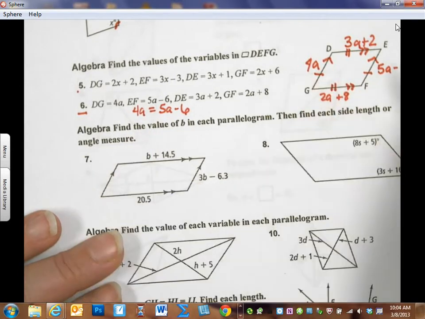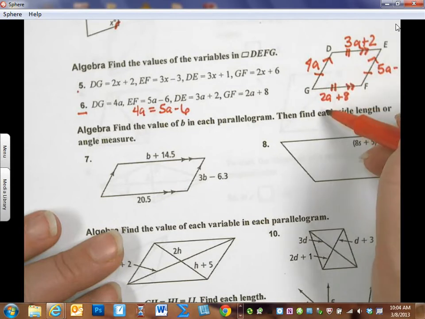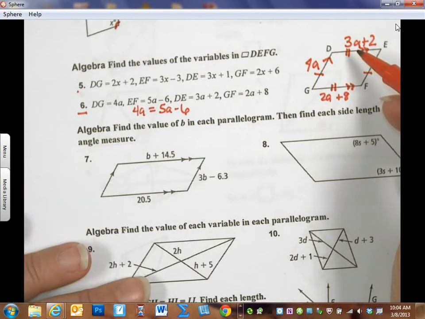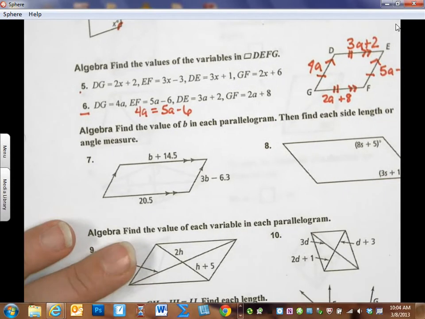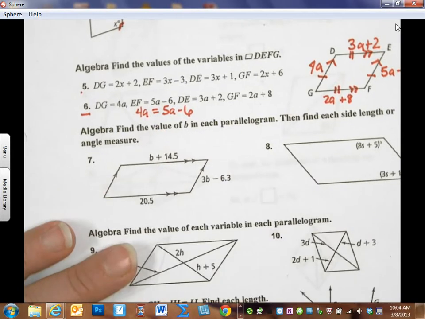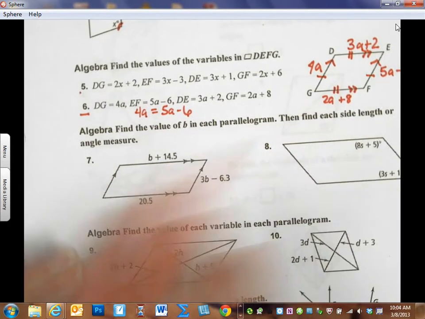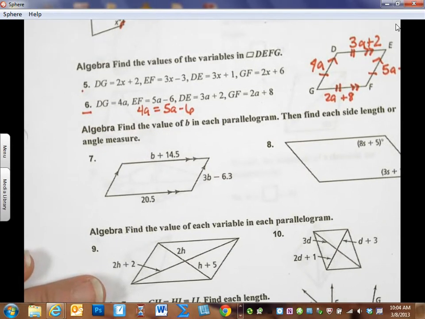Do I have to do the other congruent parts? No. Because once I find a, can't I just substitute in and find the length of that other side? Yes. And that's what they want us to do here. So what is a? Wait, how do you do it? Wait, don't you just have to get it to the other side? Yeah, we just want to get a by itself. How am I going to do that? Oh, plus 6.